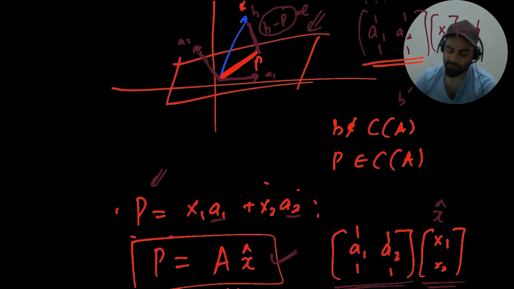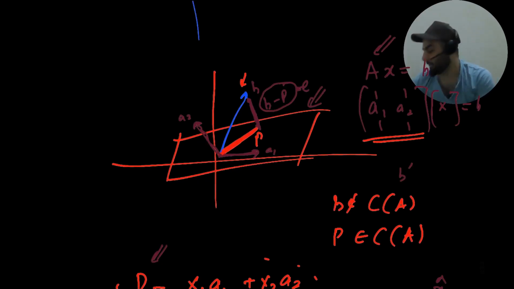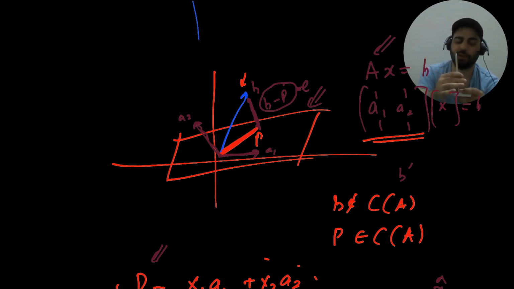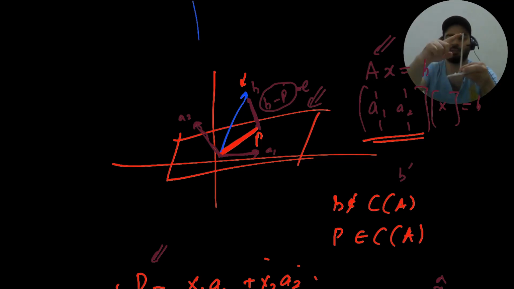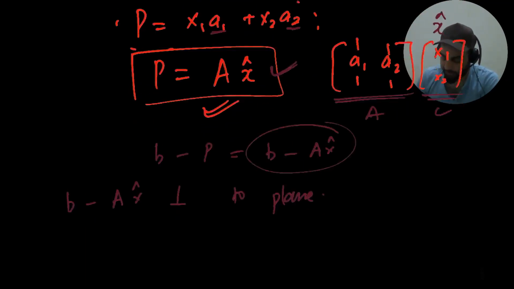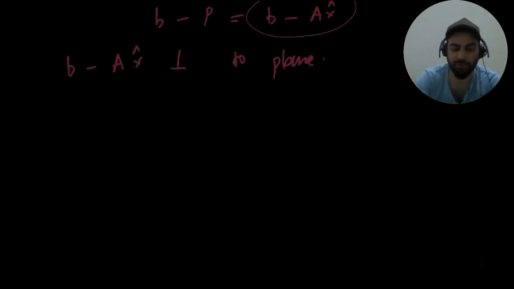So do you agree with this? Let's show it like this. Let's suppose this is my iCard, and this is our plane. Here we have a vector like this. This pen basically is perpendicular to the plane, and the length of this pen is B minus P. Now we know that P is equal to AX. P is a linear combination of the columns of the A matrix. So this is perpendicular to it. That's why I wrote this B minus AX is perpendicular to the plane. Is it clear how it is perpendicular to the plane?